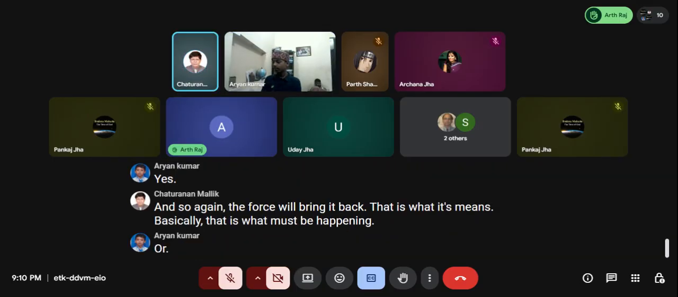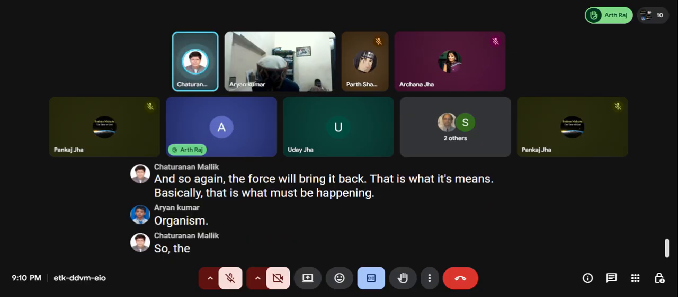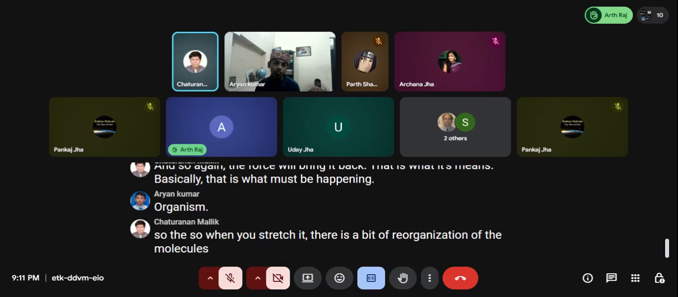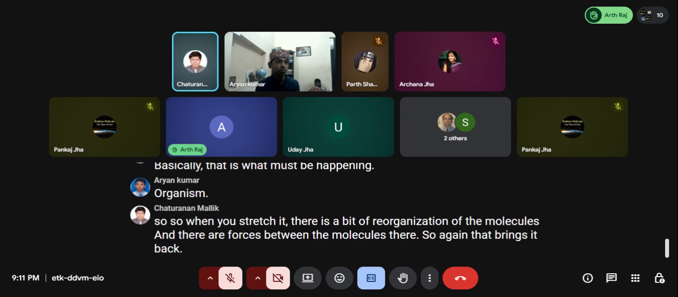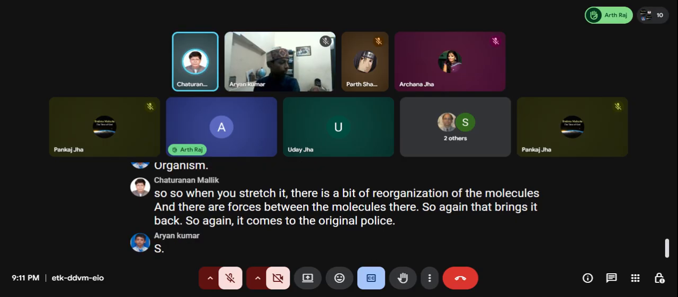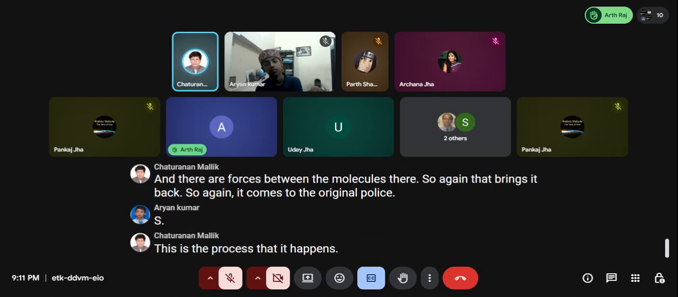Oh, okay, sir. So when you stretch it, there is a bit of reorganization of the molecules, and there are forces between the molecules. So again, that brings it back to the original position. Okay, sir. This is the process that happens.